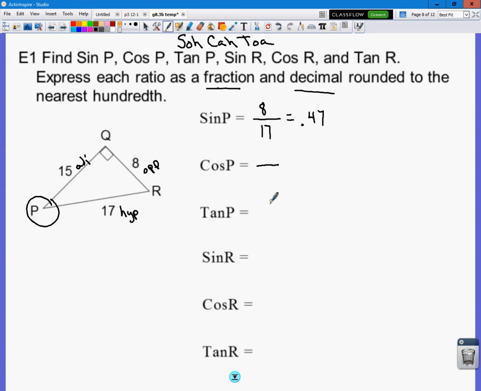Cosine of P. Adjacent over hypotenuse, which would be 15 over 17. That is simplified, and this one would be 0.88. Tangent of P. Opposite over adjacent, which would be 8 over 15. In decimal form, this would be 0.53.